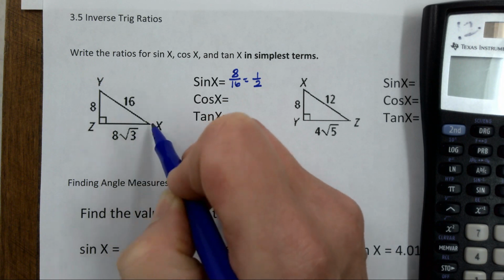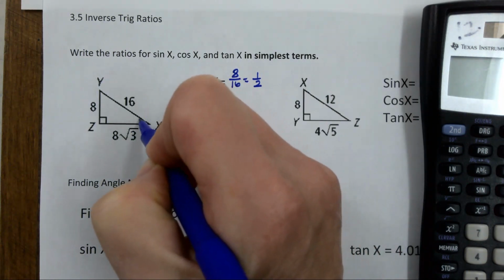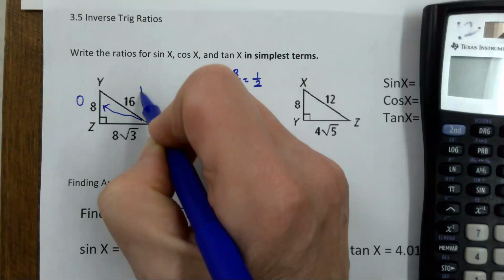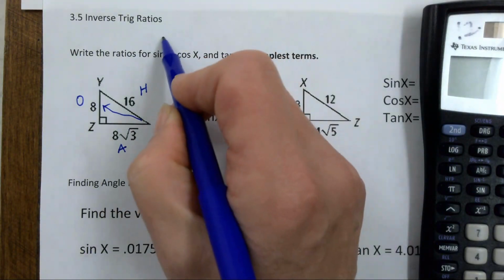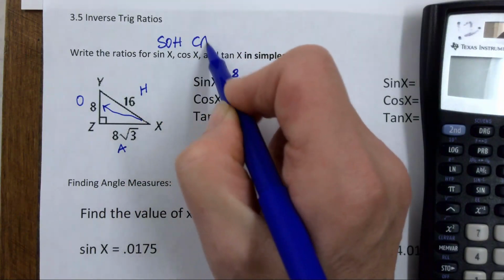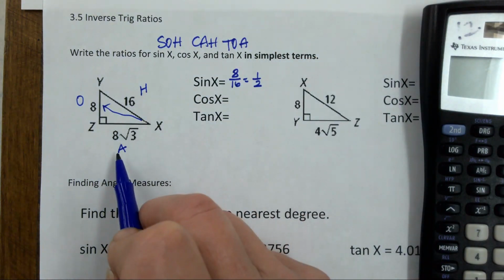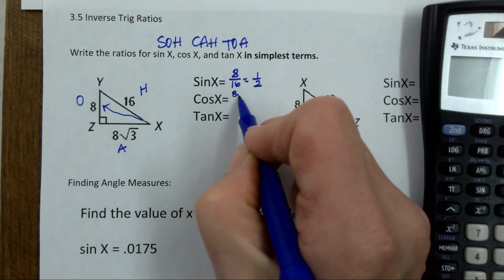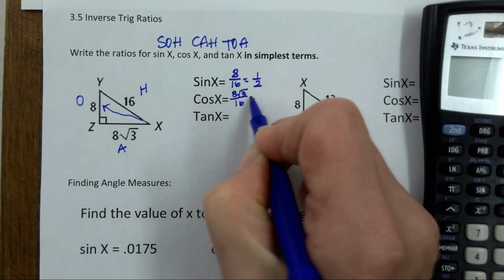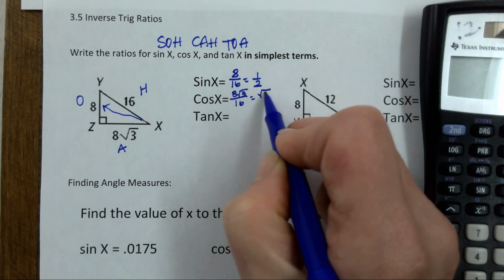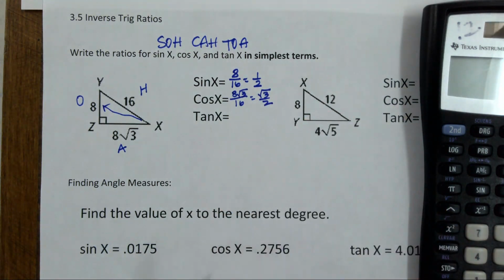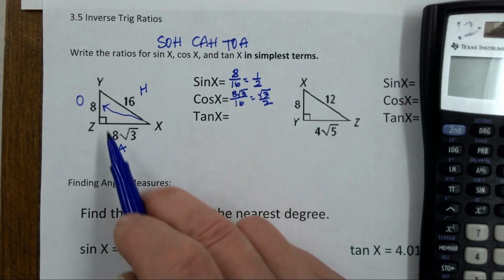So when I put the cosine, so again, x is my angle, I have my opposite, my hypotenuse, and my adjacent. We're looking at the SOHCAHTOA. The cosine of x is the adjacent over the hypotenuse. That would be 8 times the square root of 3 over 16. That would reduce down to the square root of 3 over 2. That is the ratio for the cosine of a given angle in a 30, 60, 90 triangle.